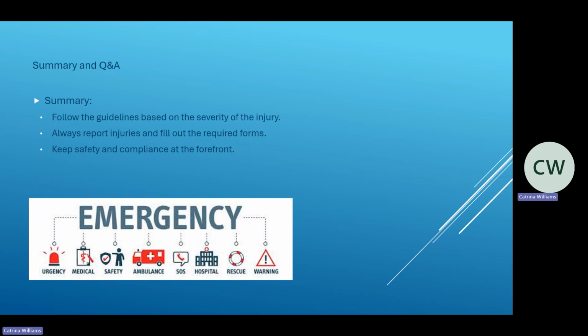All right, in conclusion, we have our summary. Our summary will follow the guidelines based on the severity of the injury while always reporting injuries and filling out the required forms, with the responsibility to keep safety and compliance at the forefront.